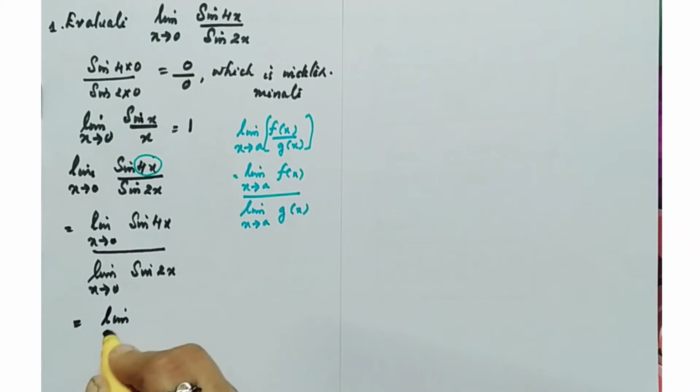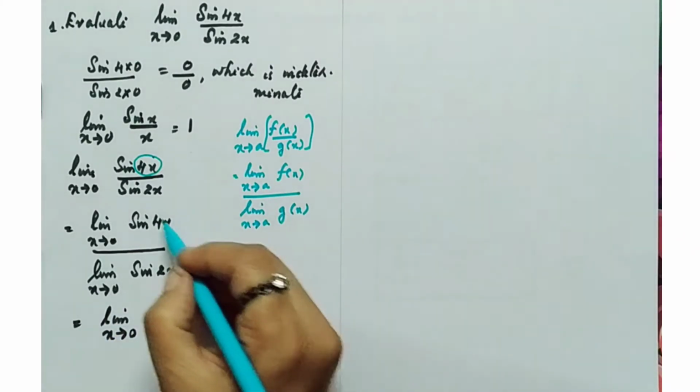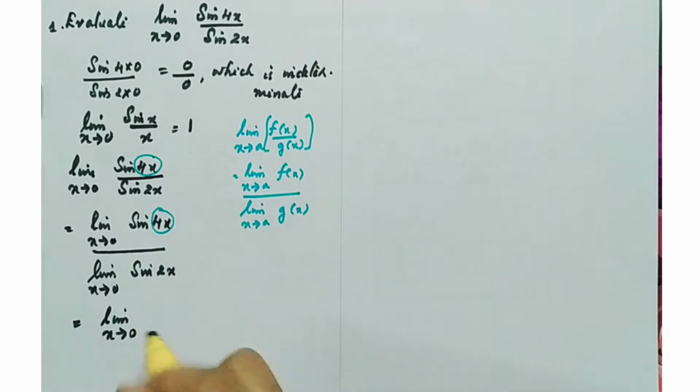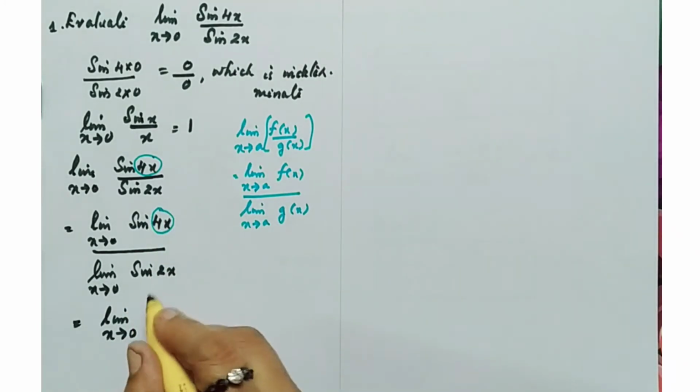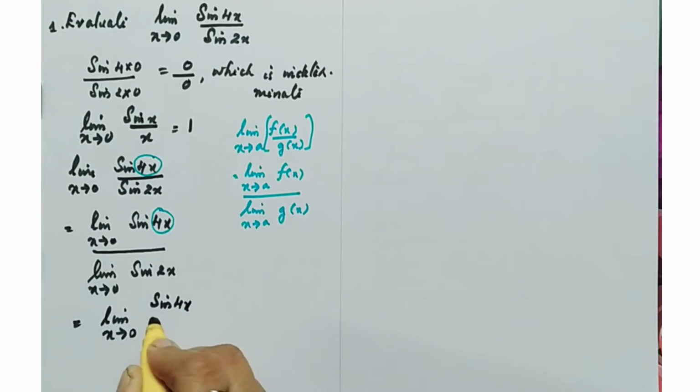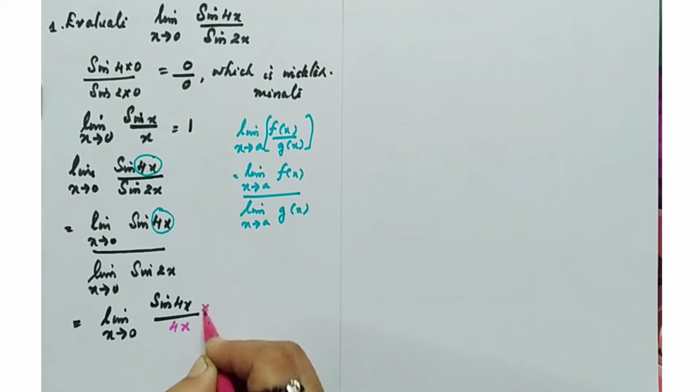Limit x tends to 0. Here comes a 4x, so the same 4x needs to come in the denominator. Sin 4x in the numerator, and here I need to get a 4x in the denominator. So I am going to divide by 4x and multiply by 4x, so no change of the value happens. The whole divided by, this is the adjustment in the numerator.